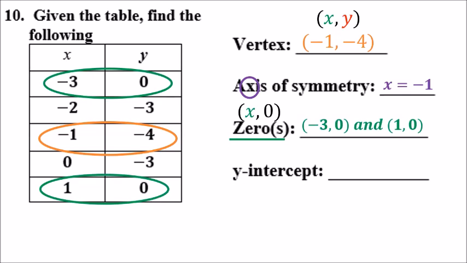The next question is asking us for our y-intercept. Well, that's the same thing. It's where the graph crosses the y-axis. Well, when you look at that as an ordered pair, it's what's the value for y when x is 0. Well, I'm given that on my table right here too. It says 0, -3.